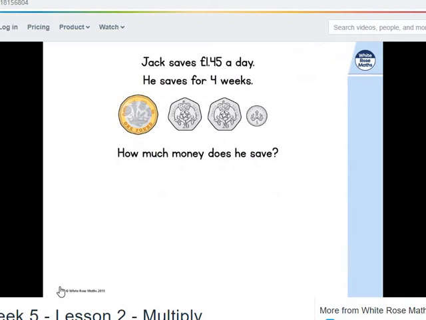Okay, let's have a look at this problem then. Let's think about the first week. So we want to calculate 1.45 times by 7. So let's partition that. Let's do £1 times 7 first, and then 0.40 times by 7, and then finally 0.05 times by 7.